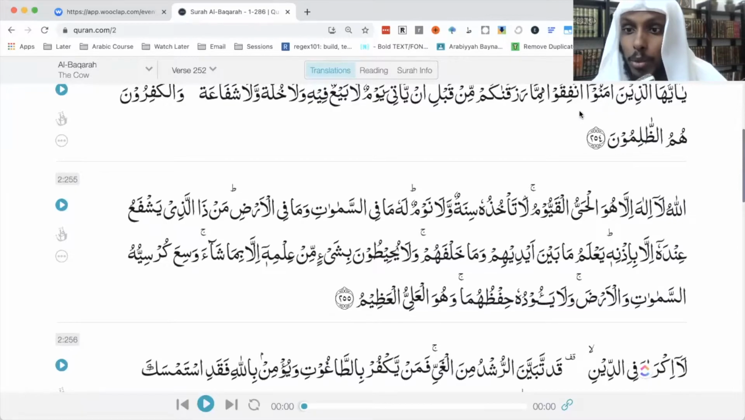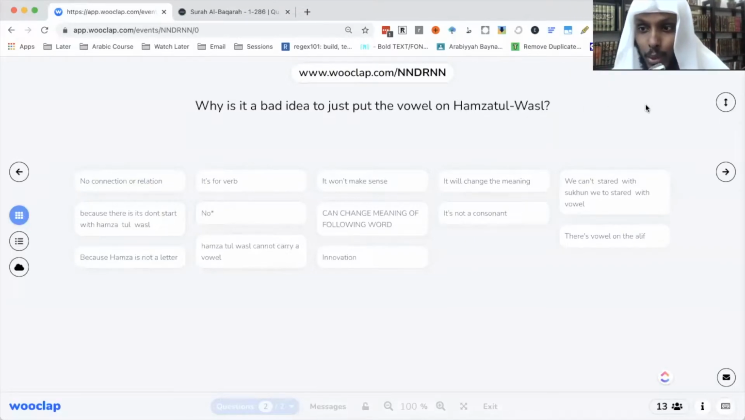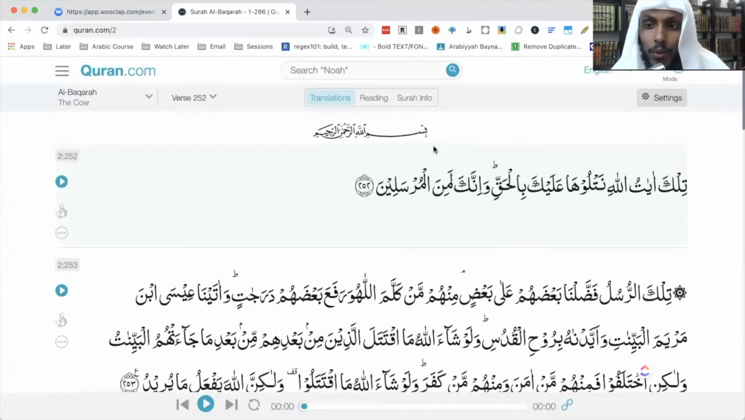Anyway, the point I'm trying to say is Hamzatul Wasl, it's a bad idea to put a vowel on it if you come across it. I remember coming across it once before, but this version they've uploaded to this website, that's not the case. I don't have an Indo-Pak version. Maybe that particular one had that problem. And it's not all of the Indo-Pak versions. I'm sure there are different organizations that print it.